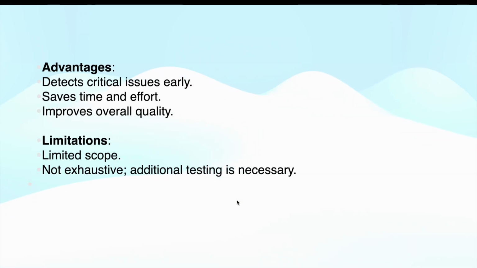The next is the advantages of smoke testing. It detects critical issues early. Smoke testing helps in identifying critical issues in the software early in the development process, as we have seen just now. Saves time and effort. By quickly identifying whether a build is stable, smoke testing saves time and effort that would otherwise be spent on more extensive testing. Improves overall quality. By ensuring that basic functionality works as intended, smoke testing contributes to the overall quality of the software.